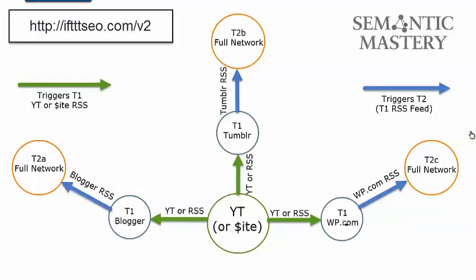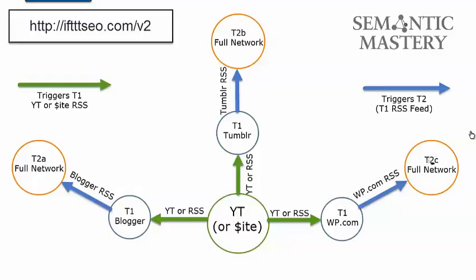Okay? So that's why I put this legend up here to show you that the green arrow triggers the Tier 1 YouTube or money site RSS. We'll talk about the blog syndication in the next video, okay guys? The blue arrow triggers Tier 2 using the Tier 1 RSS feed. Tier 2 recipes are always going to be RSS triggers. So it's going to be the RSS2 type of recipes.